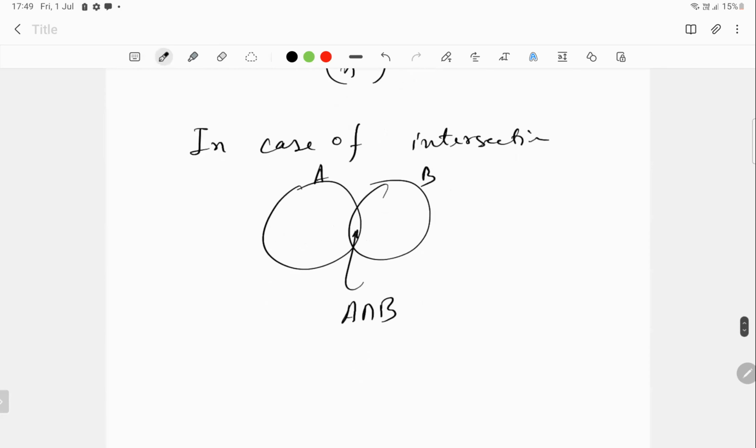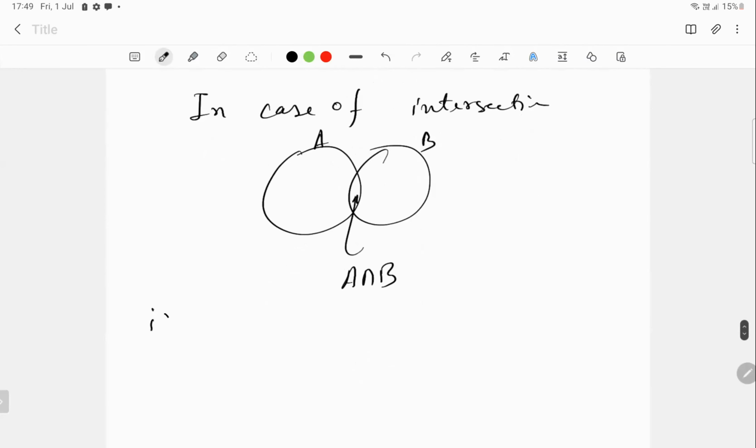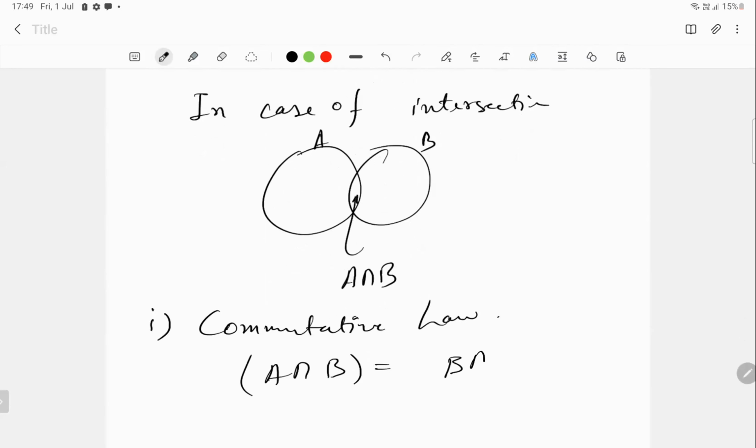Now, A intersection B, does it follow the commutative law? A intersection B is equal to B intersection A, right? Write down: A intersection B is equal to B intersection A. Okay? You understood, Sunshine?